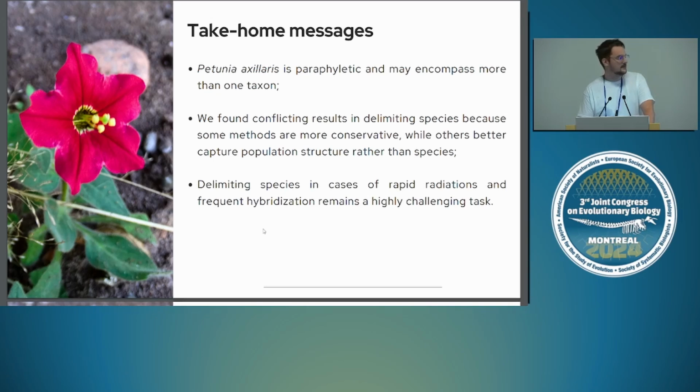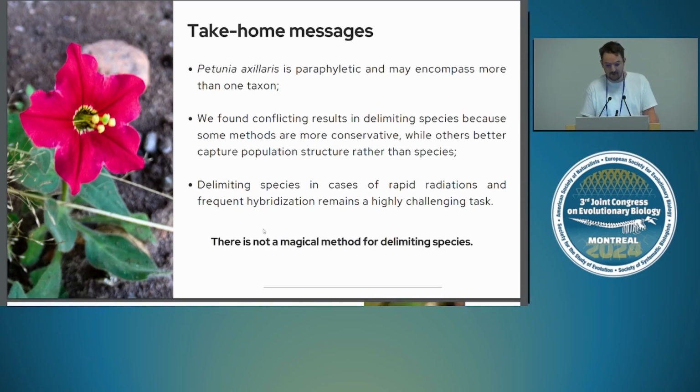And that it's a very complex task to delimit species in cases of rapid radiations and where we can find frequent hybridization. This is a case in Petunia, but it's probably common in several taxa. And the overall conclusion is that there is no magical method for us to delimit species. We have to rely on the old integrative taxonomy and use morphology, genomic, and ecological data to try to get the best species delimitation that we can get with the data that we have available at that time.